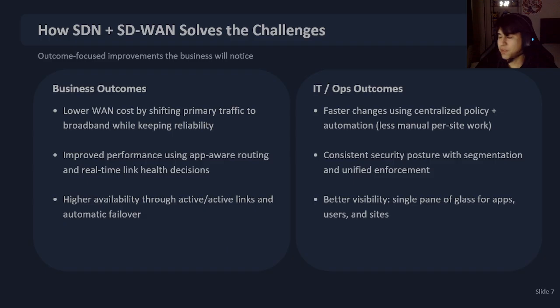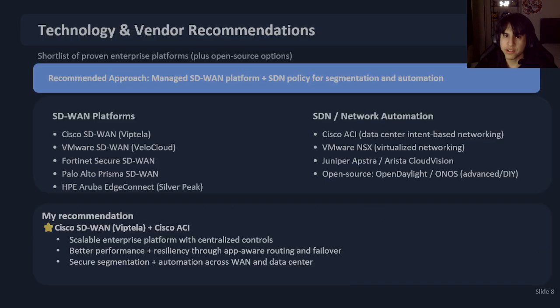Now I'll recommend technologies and vendor options that have the capability to provide this new architecture. For technology and vendor strategy, I recommend selecting an enterprise SD-WAN platform paired with centralized data center policy enforcement. My primary recommendation for this organization is the Cisco SD-WAN, also known as Viptela, combined with the Cisco ACI. This provides enterprise proven scale, centralized orchestration, strong segmentation, and long-term vendor support, while keeping the design aligned with future growth.